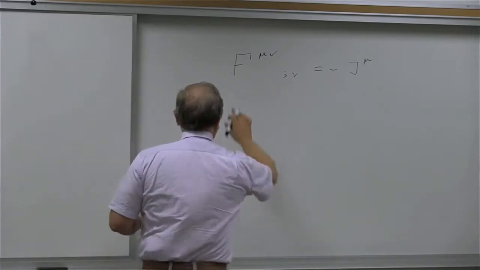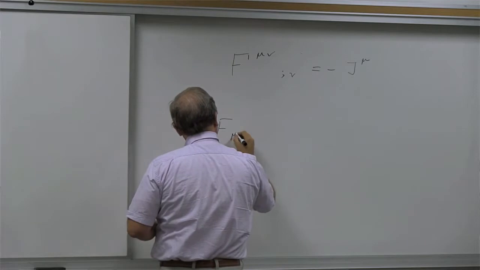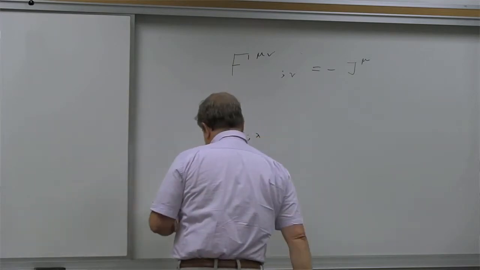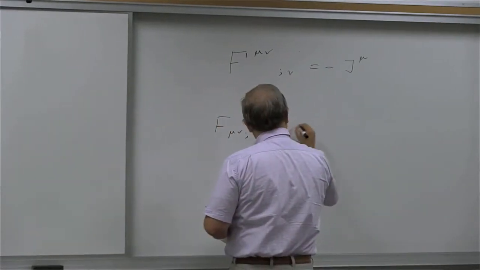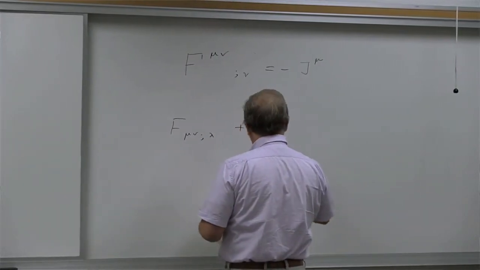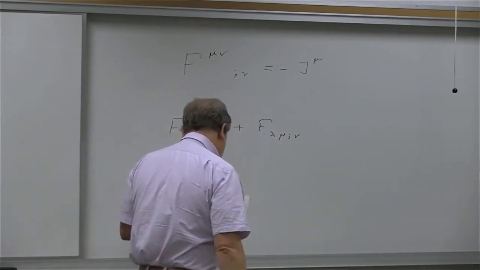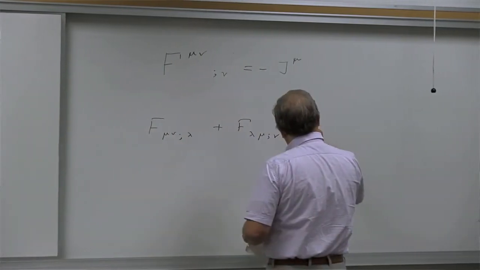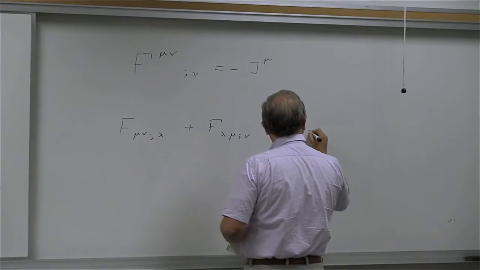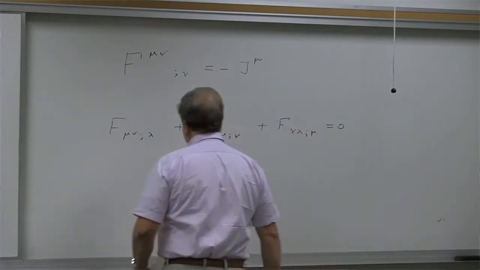And the second equation is, well, that one. So f mu nu semicolon lambda plus f lambda mu semicolon nu plus f nu lambda semicolon mu is equal to 0.